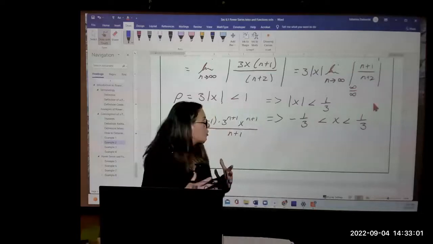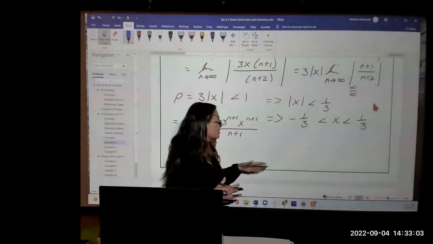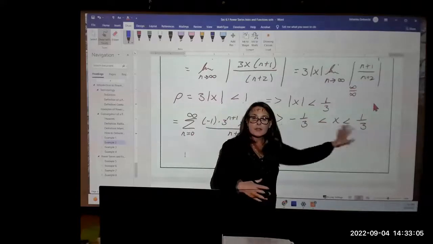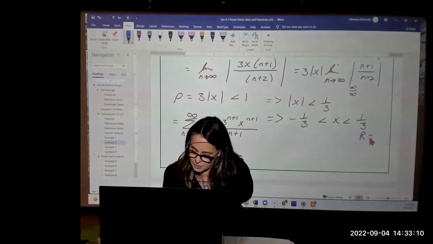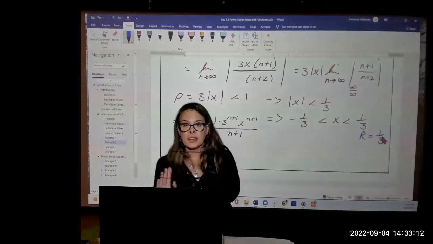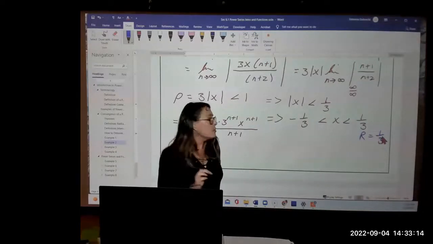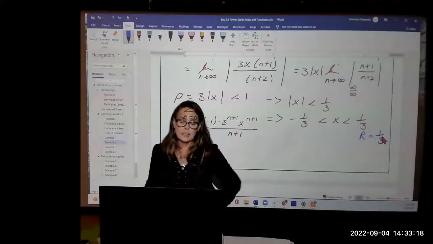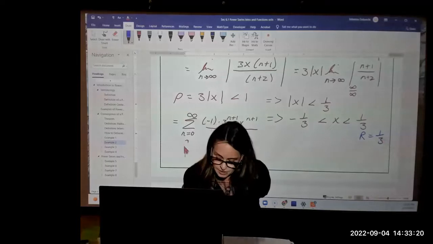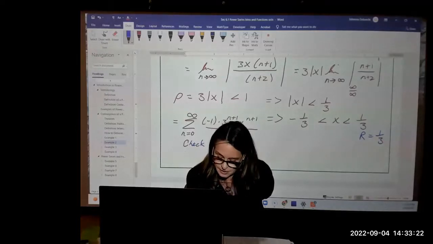Now, I already know what the radius of convergence is going to be. It's going to be half of the length of this interval. So the radius of convergence has to be 1/3. So that much I know already. I know that it converges for sure in the open interval, but I don't know about the endpoints. So I'm going to check the left, and I'm going to substitute that value in.